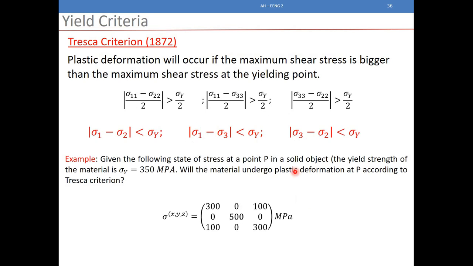So the first point to start with, to understand how we use the Tresca criterion, is to find the three principal stresses. So the first point is to calculate the three principal stresses, sigma 1, sigma 2, sigma 3, which are just symbols.